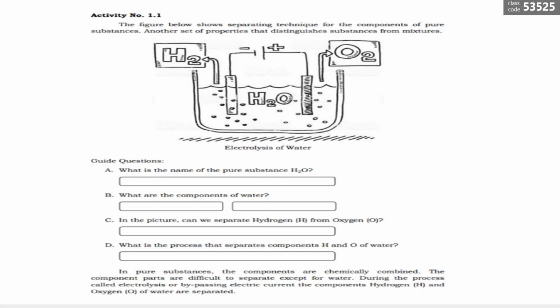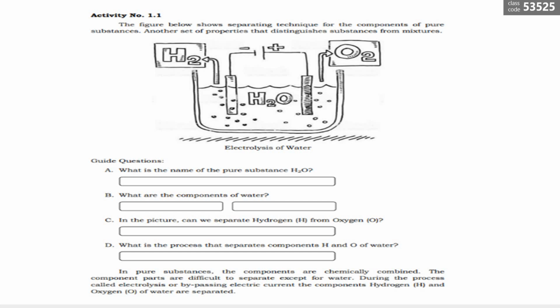You're given here activity number 1.1. Given the figure below shows separating technique for the components of pure substances. Another set of properties that distinguishes substances from mixtures. So you're given the scenario, you are given water. This is electrolysis of water. So let's answer the guide questions.